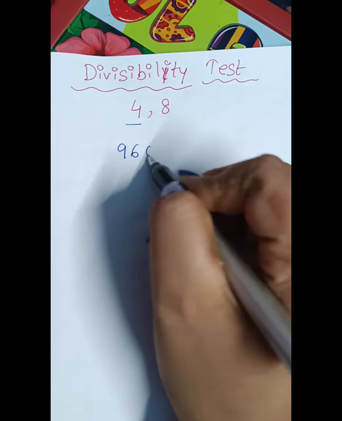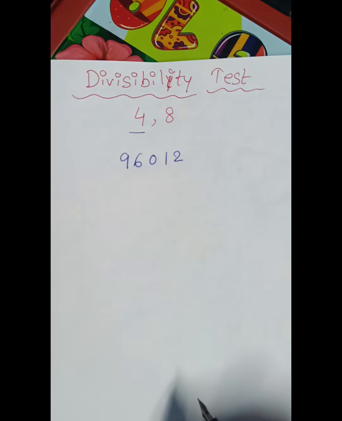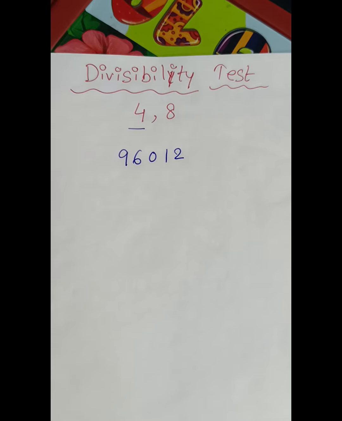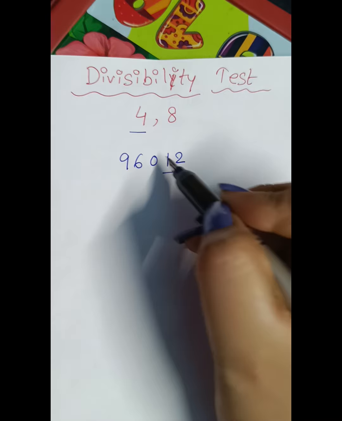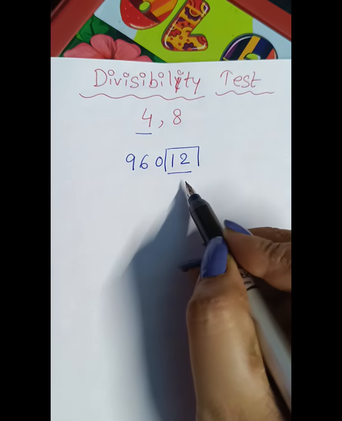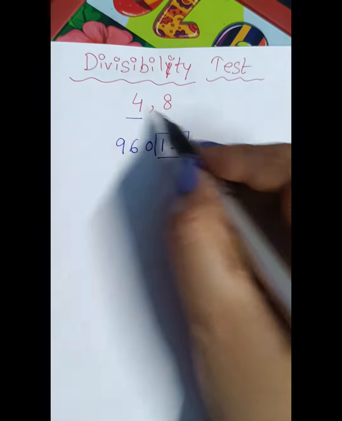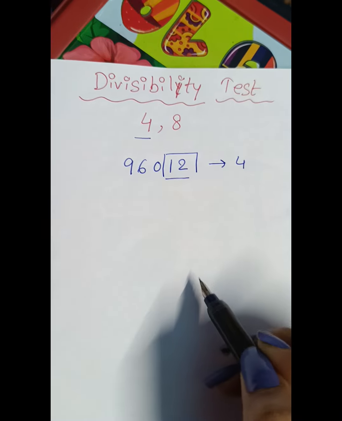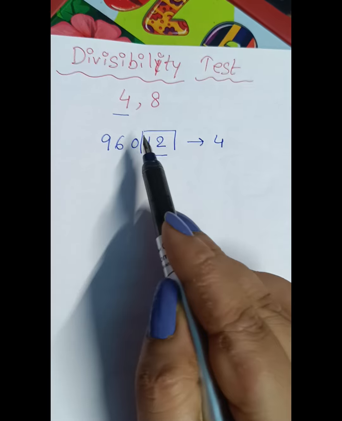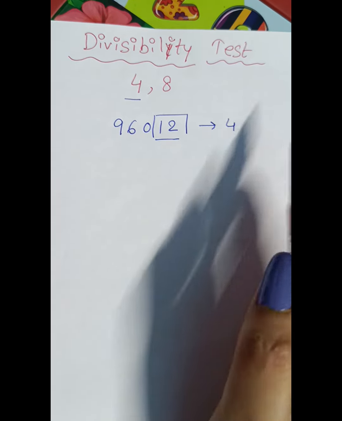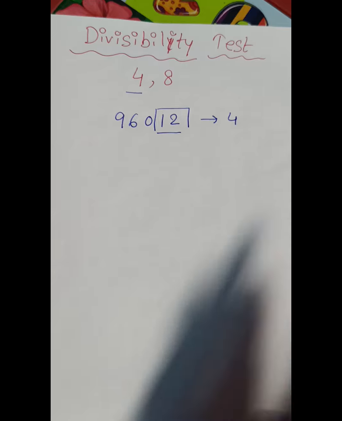Suppose 96012 is there. What I said just now is that we have to select the last two digits. If I take the last two digits, the number formed is 12. If 12 is divisible by 4, obviously the whole number is divisible by 4, without doing the actual division. This is the rule of 4.